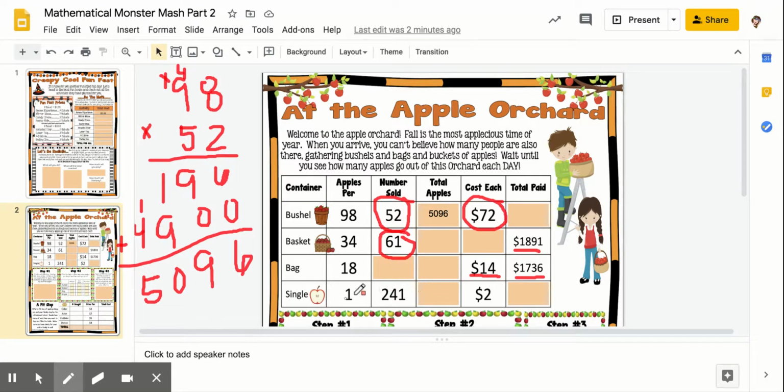And then this single apples is the same thing as the first one that we did, right? Where we've got the single apples are just apples sold by themselves. So in order to figure out the total number of apples, we've got one apple and they sold 241. Well, that would just be 241 apples, right? They are $2 each, so then you would figure out your total number of apples times $2 each would give you the total cost of all those apples. So that is the top part of this slide.